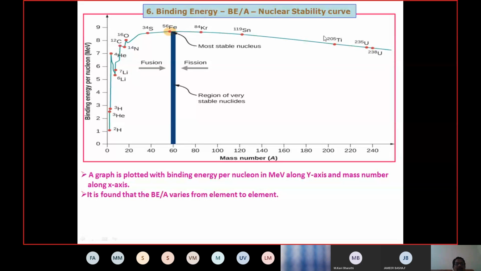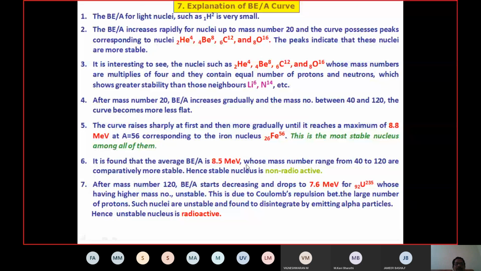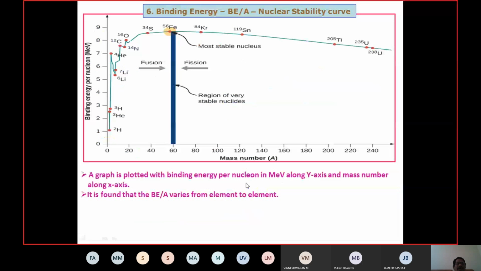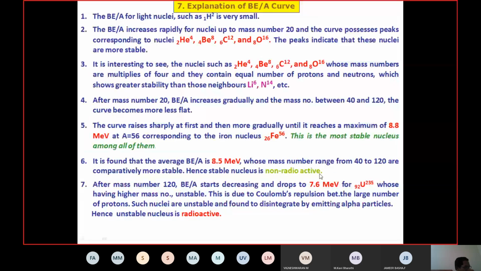After that, see what happens. It is found that the average binding energy per nucleon is about 8 mega electron volts for nuclei whose mass numbers range from 40 to 120, and these are comparatively more stable. Hence, a stable nucleus is non-radioactive. See in this curve, the average binding energy per nucleon is 8.5 mega electron volt. So nuclei having an average binding energy per nucleon of 8.5 mega electron volt, with mass numbers ranging from 40 to 120, are more stable. Hence, a stable nucleus is non-radioactive.